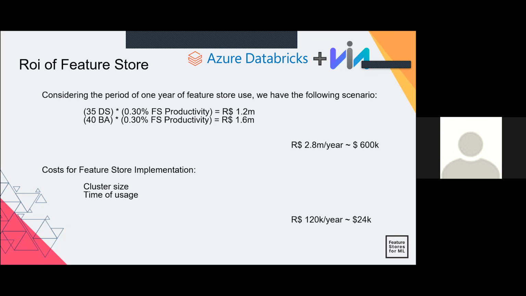So in our production environment today, we have a cost of something like $24,000 a year. And in a simple way of thinking, based on the VIA scenario, the implementation of feature store is about 20 times cheaper than the environment without the feature store.